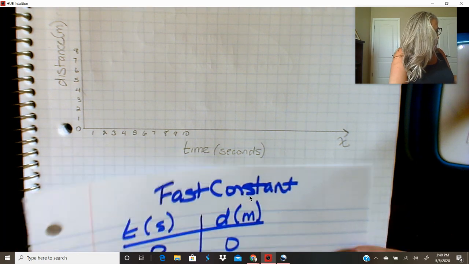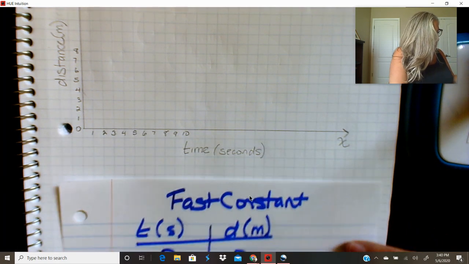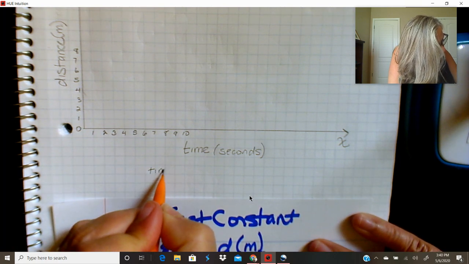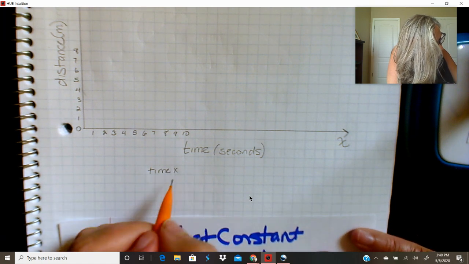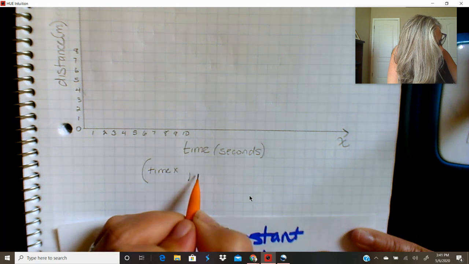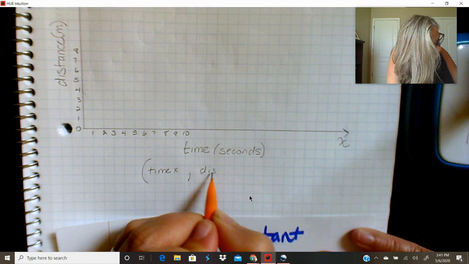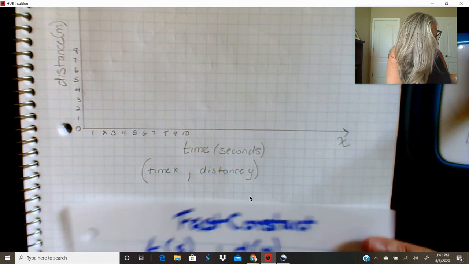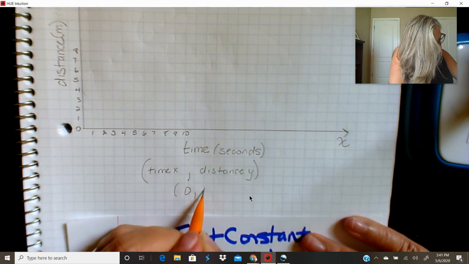And now I'm going to take my data table and turn it into coordinates. Remember that the x coordinate is always the time coordinate, and that the y coordinate is the distance coordinate, which is why I set up the data table this way with time first to make it easier to make our coordinates. All right, so our first coordinate is 0, 0.